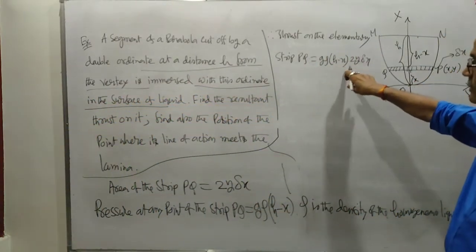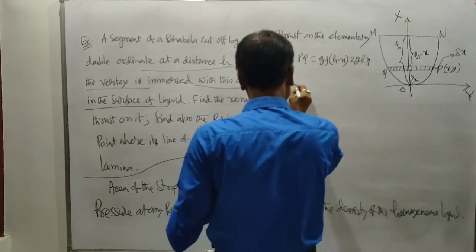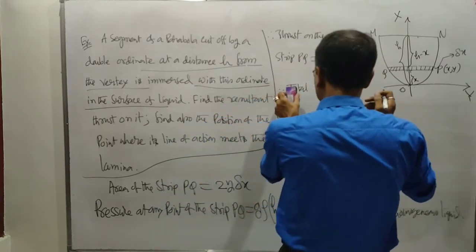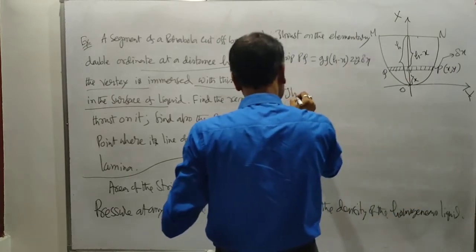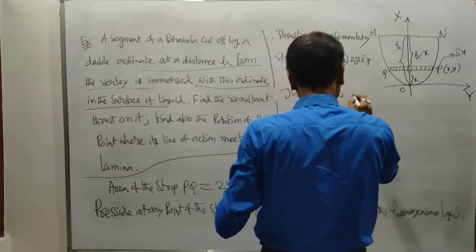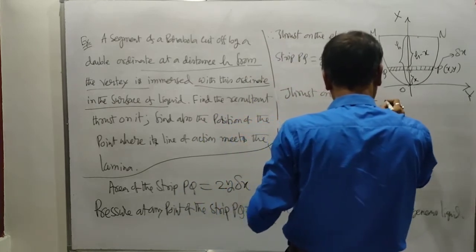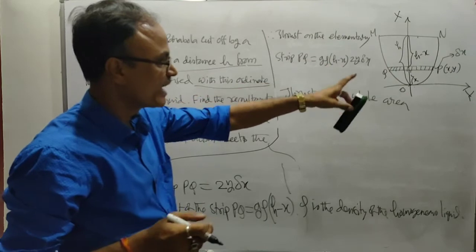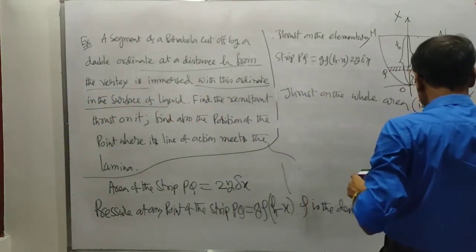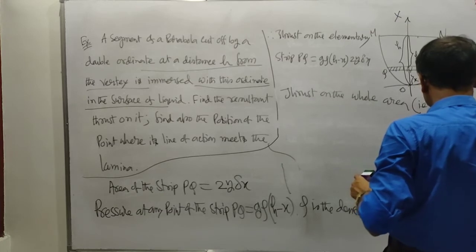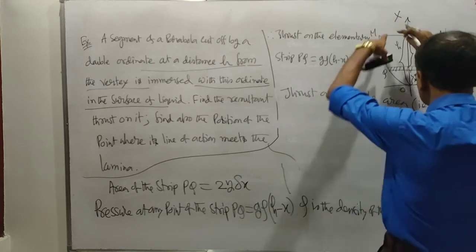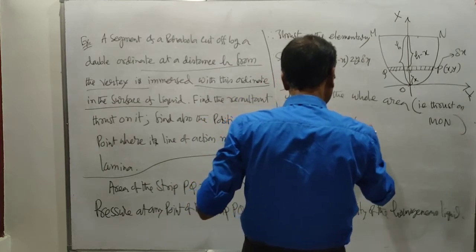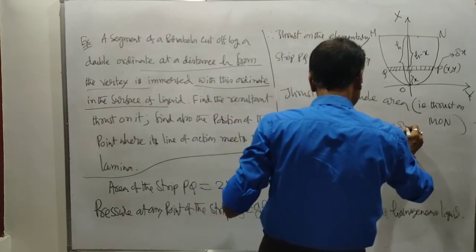Therefore, total thrust on the whole area, that is the portion MOM, the whole portion, is equal to the summation of rho g (h minus x) twice y delta x.